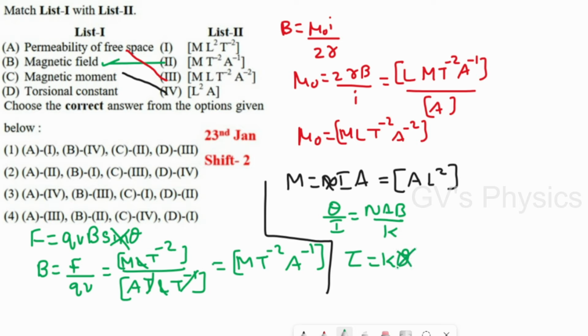So the torsional constant is equal to tau. So tau means that is moment of force, torque. So that is equal to, it's a direct formula, because for all types of energy, work and torque, we have the same dimension formula, that is M L square T power minus 2. So last D matches with 1. Okay, now we can check the option A matches with 3. So from that itself we can tell, option 4 is the right answer.